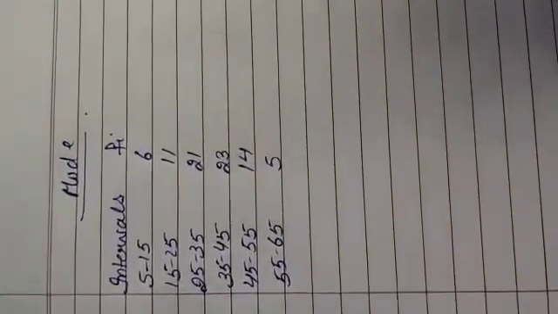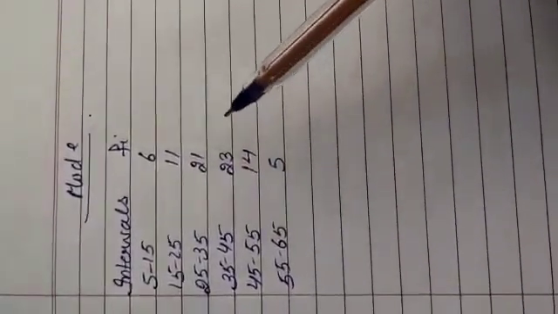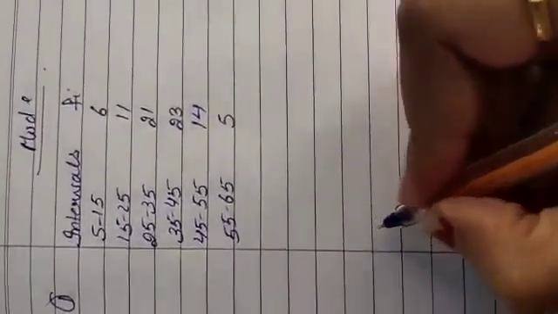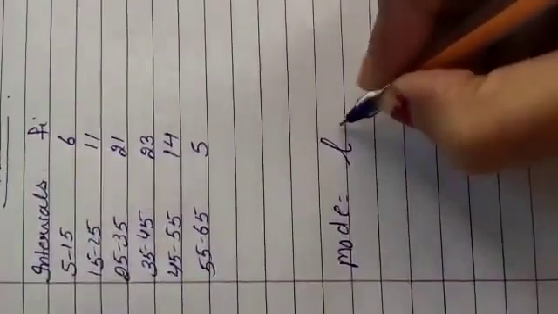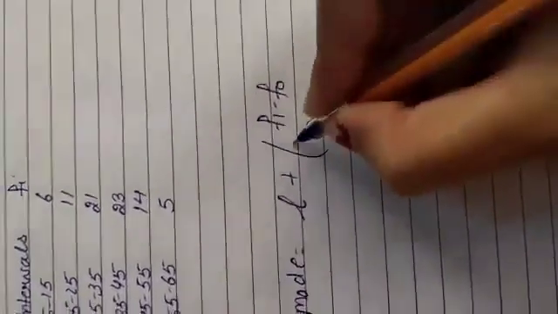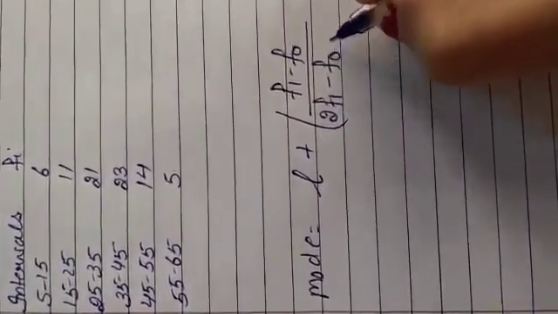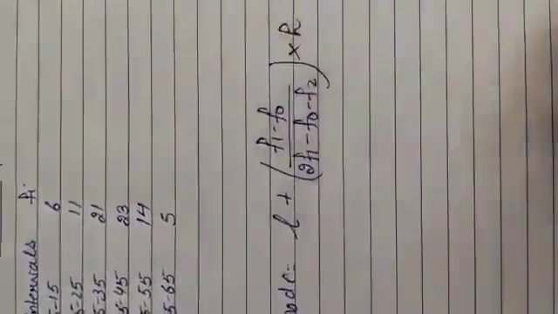Okay students, now we will discuss mode. They have given us intervals and frequencies, and they ask us to find the value of mode. The formula for the mode of the given data is equal to L plus (f1 minus f0) divided by (2f1 minus f0 minus f2), multiplied by h.